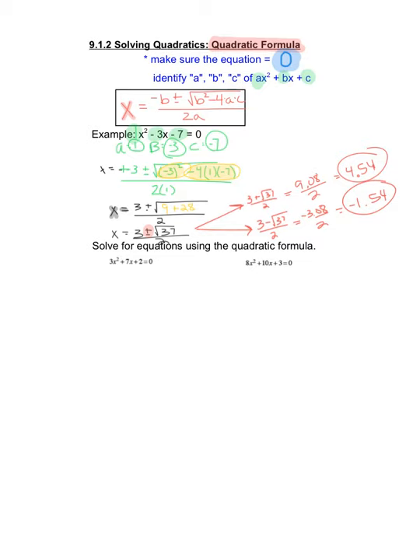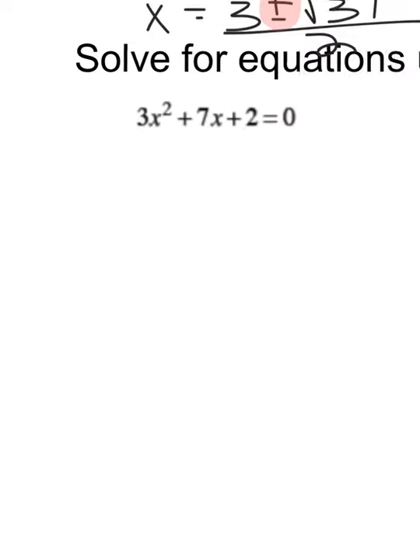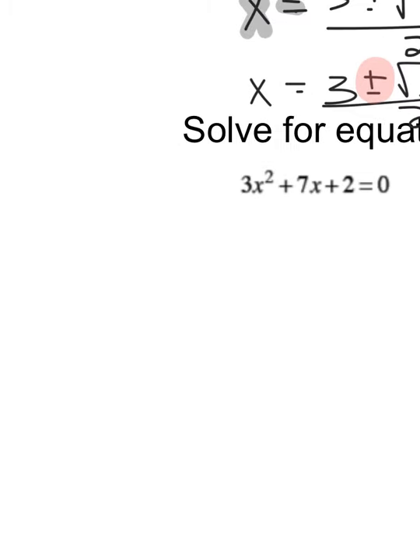I will do one more with you, and you just have to try one by yourself as the homework. So in this equation, I'll rewrite the quadratic formula so we have it to look at. X equals negative b plus or minus square root b squared minus 4ac all over 2a.